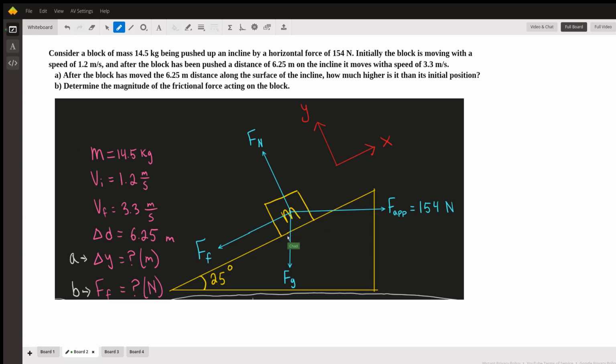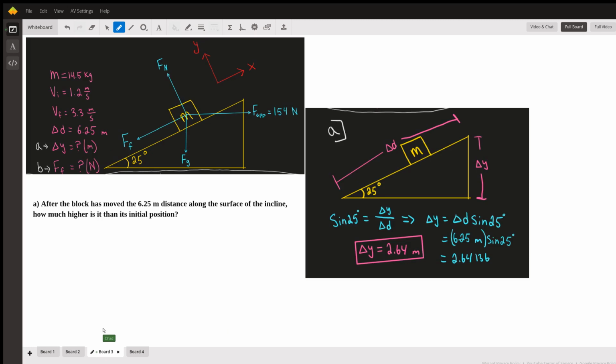So we want to use this free body diagram as well as our understanding of mechanics to determine the height that was traveled by the block in letter A, and then to determine the frictional force that's opposing this applied force's motion in letter B. So for letter A, to determine the height traveled by the block relative to its initial position.